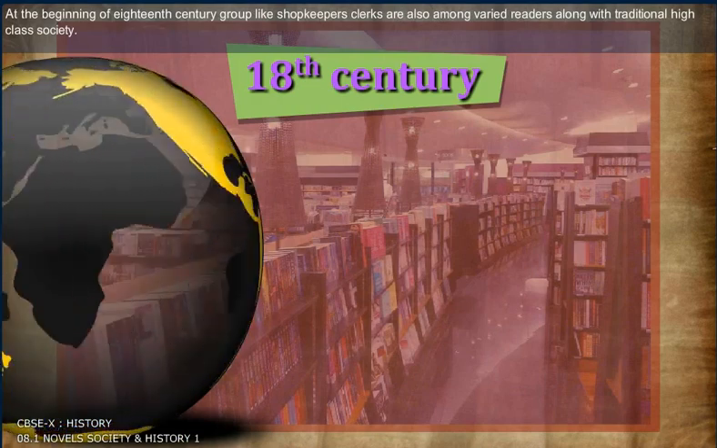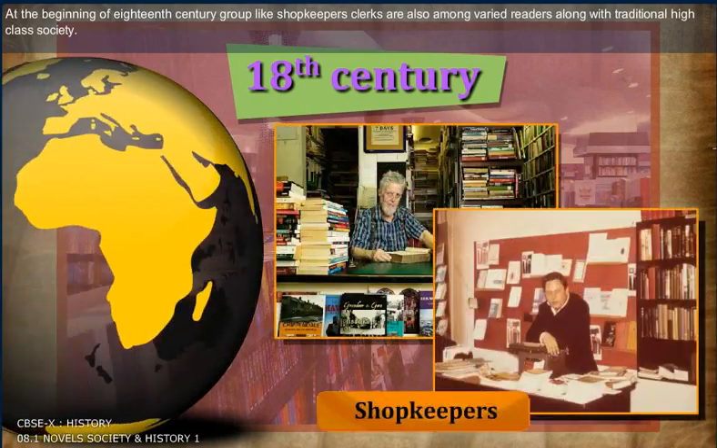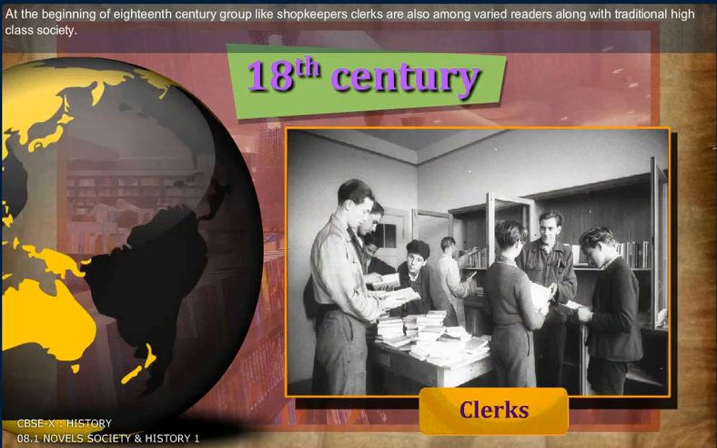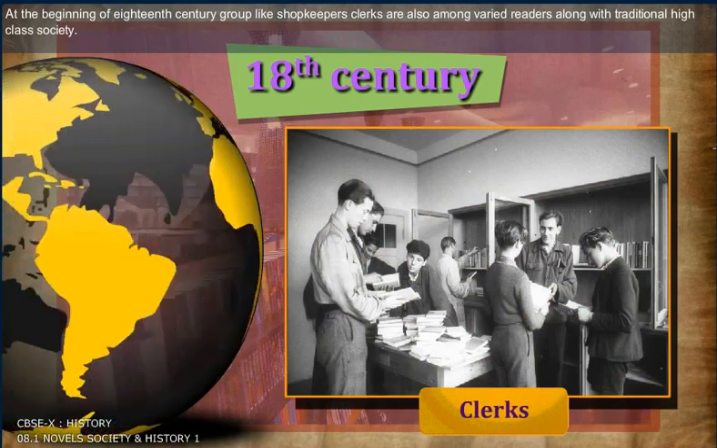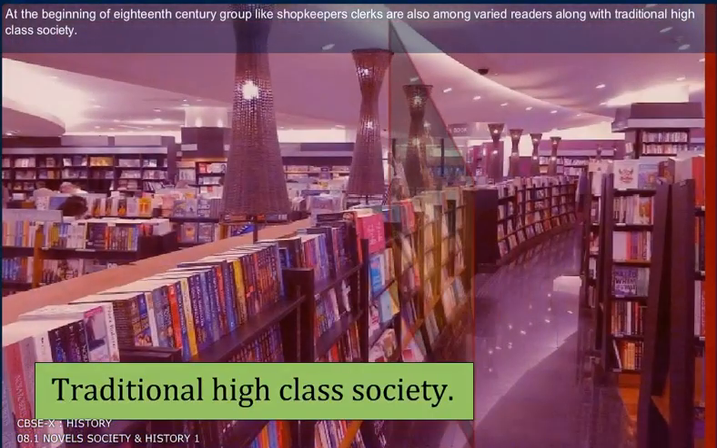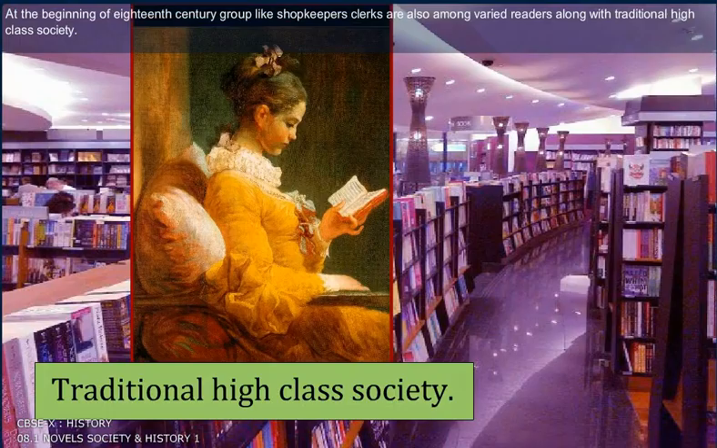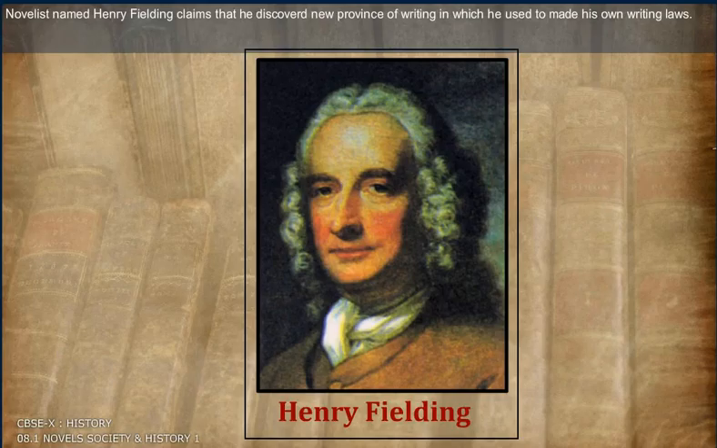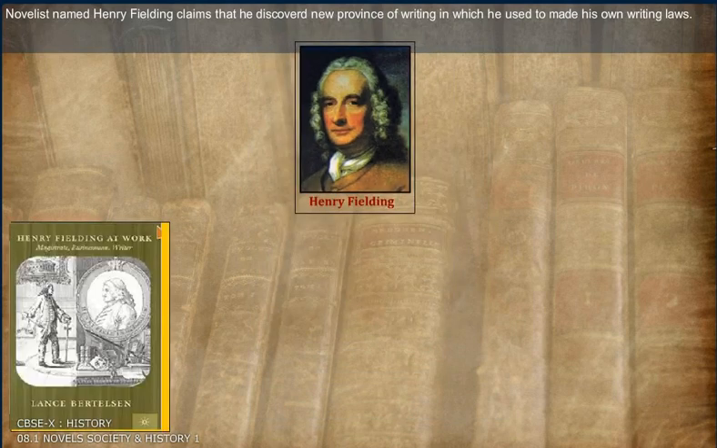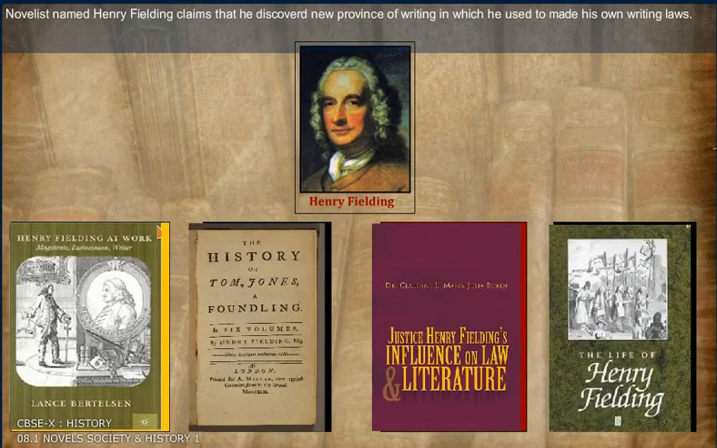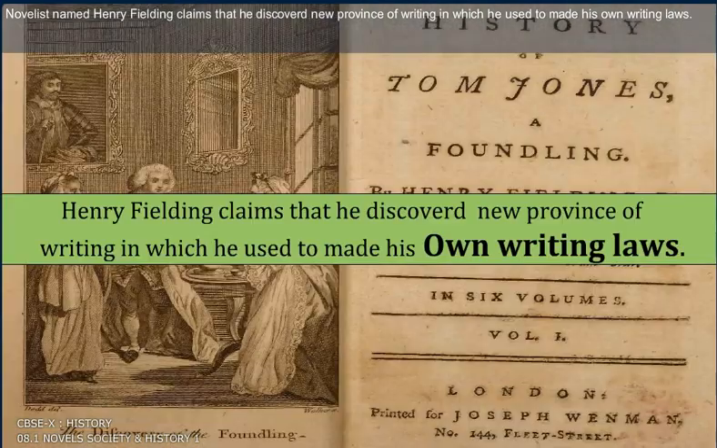At the beginning of the 18th century, groups like shopkeepers and clerks were also among the varied readers, along with the traditional high-class society. The novelist Henry Fielding claimed that he had discovered a new province of writing, in which he made his own writing laws.